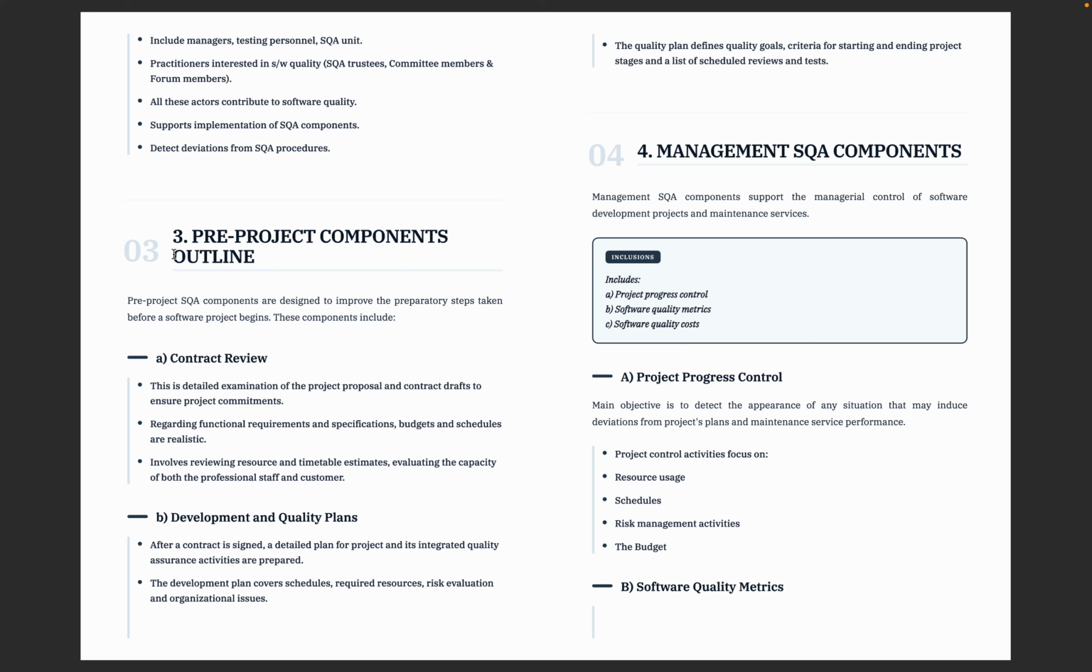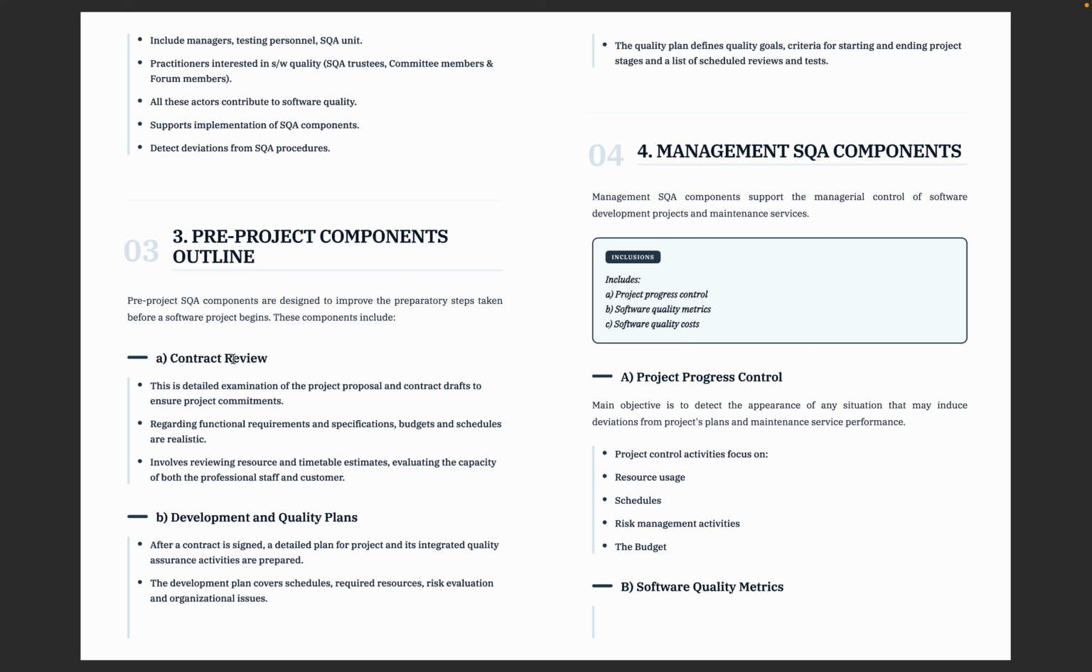Pre-project component outline. What is it? These are designed to improve the preparatory steps taken before a software project begins. Before the start of the project itself, what does it include? Why are these needed? Because fixing mistakes later can be expensive, right? And it can be stressful, it can be risky, so these things come into the picture.